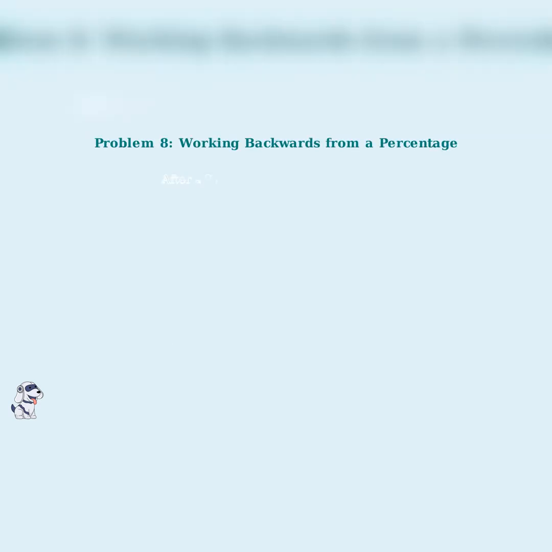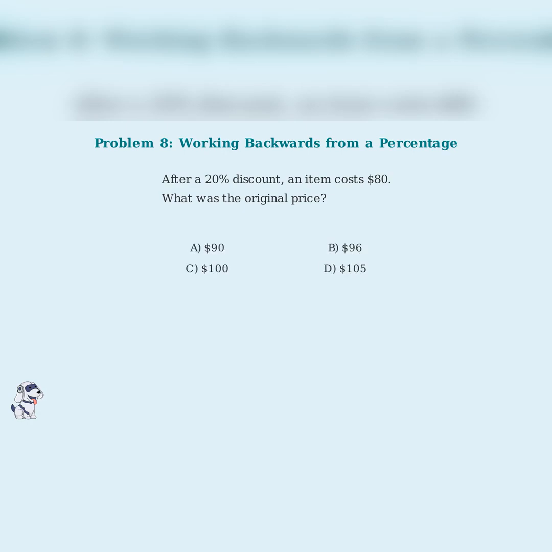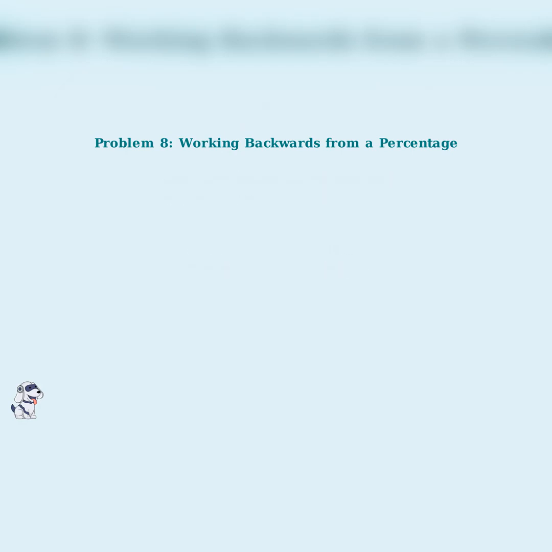Here's our 8th percentage problem. After a 20% discount, an item costs $80. We need to find the original price before the discount was applied. Let's look at our multiple choice options. We have $90, $96, $100, or $105. Now let's work through this step by step.